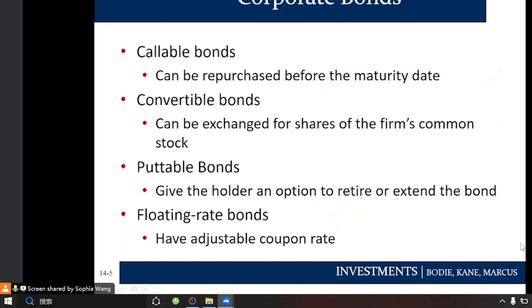And there are also another two kinds of corporate bonds, like puttable bonds and floating rate bonds. You can understand this just by the concept. Puttable bonds means giving the holders an option to retire or extend the bonds, and floating rate means that you have an adjustable coupon rate. So it's very flexible for the last two kinds. So these are the types of the corporate bonds.